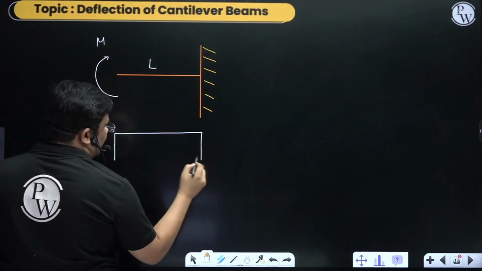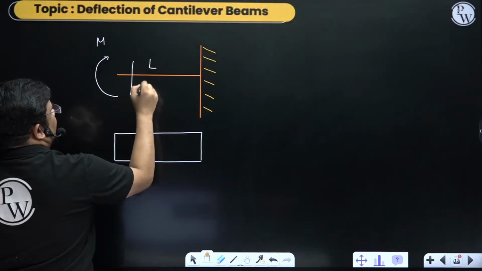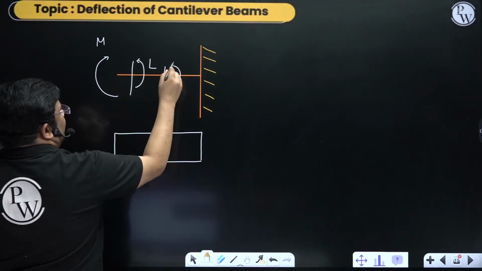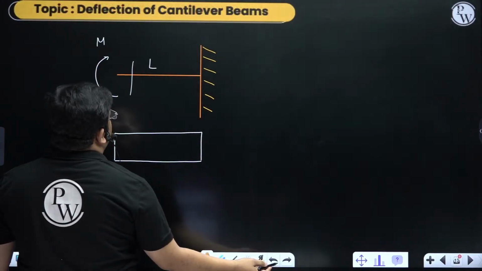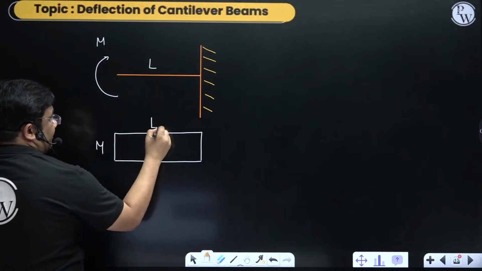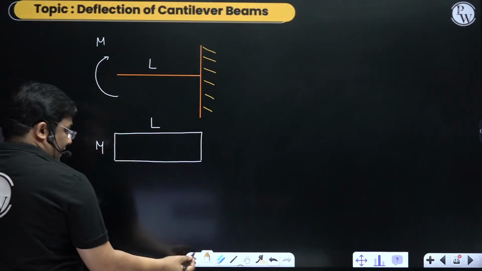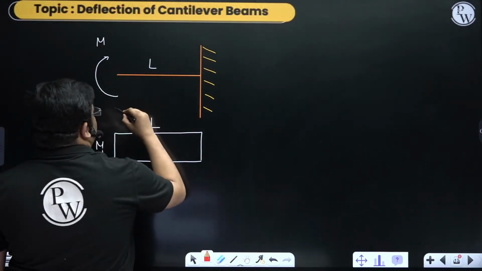Constant bending moment M, because if you cut a section anywhere, the bending moment will be the same, equal to M. So the bending moment will be the same at any section. So it will be the M value, and this is the length. And the deflected shape will be something like this.